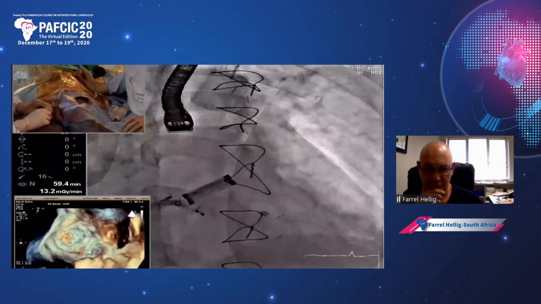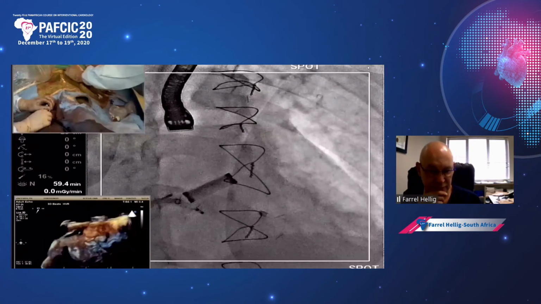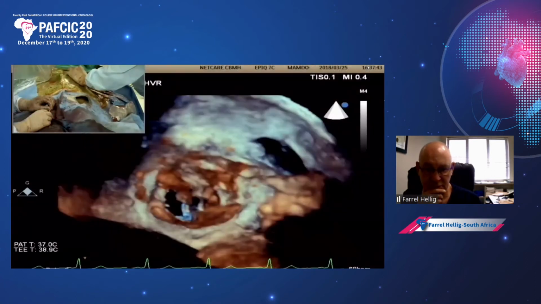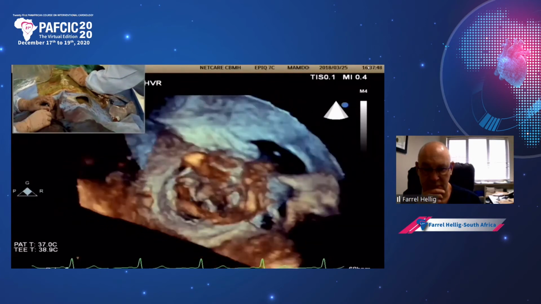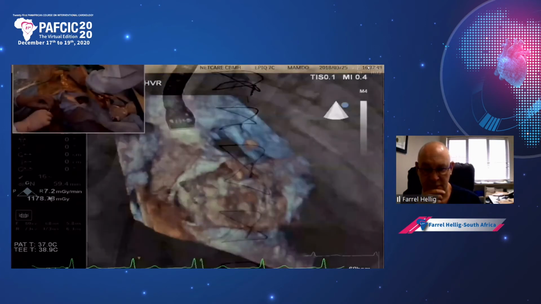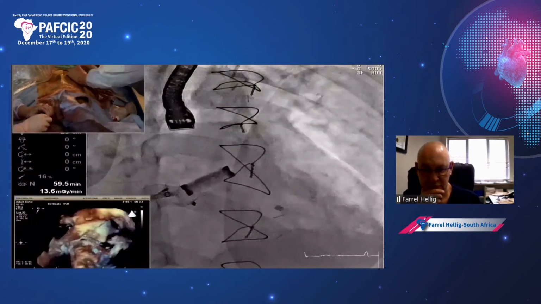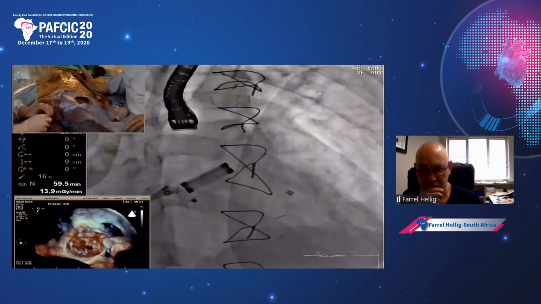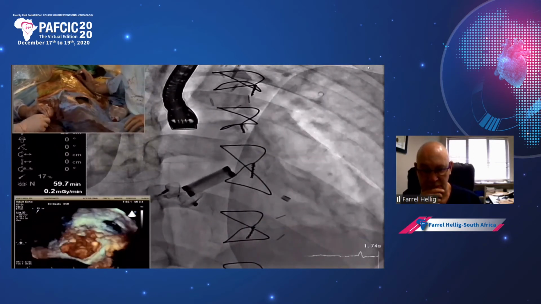So let's just see how we're looking on the ventricular side. This will confirm I'm in the right place. Discs are moving well. Are you happy to unsheath it, Rob? I don't think I can pull it back in more because I'm worried about pulling it out. Okay, same as in the other one. Very good.